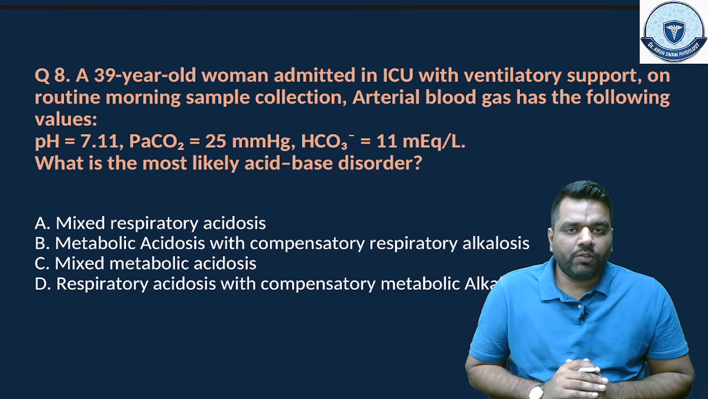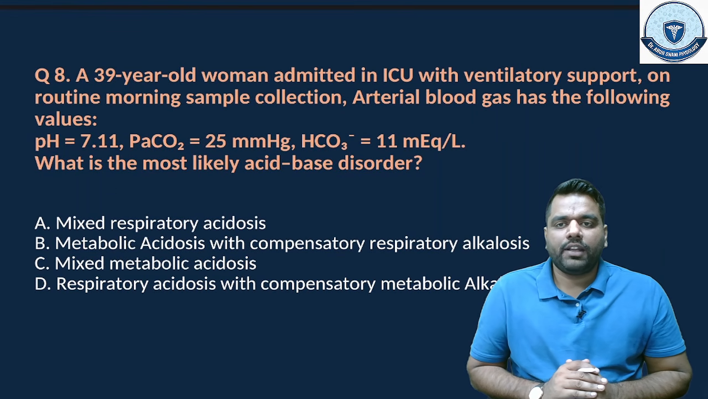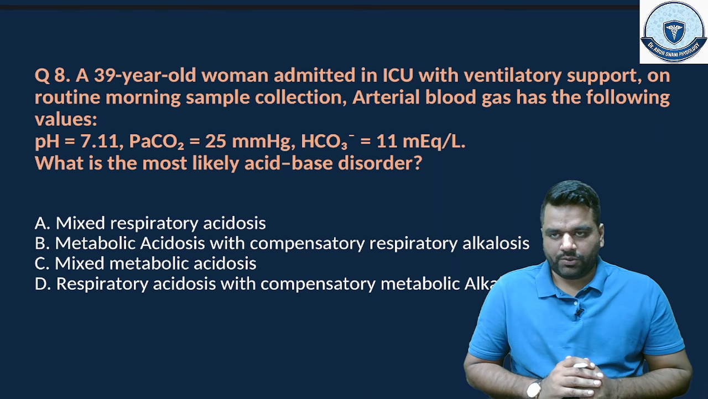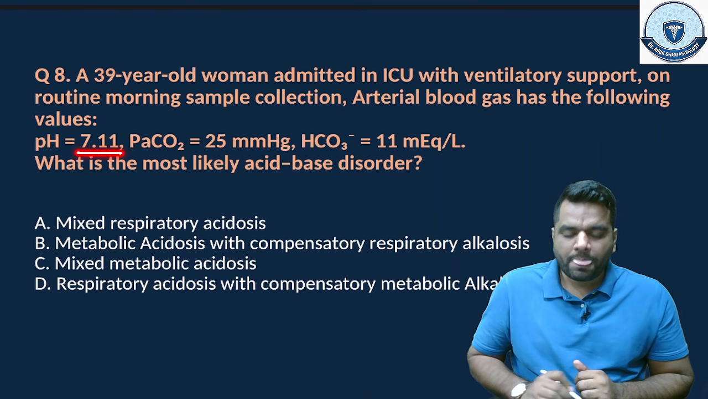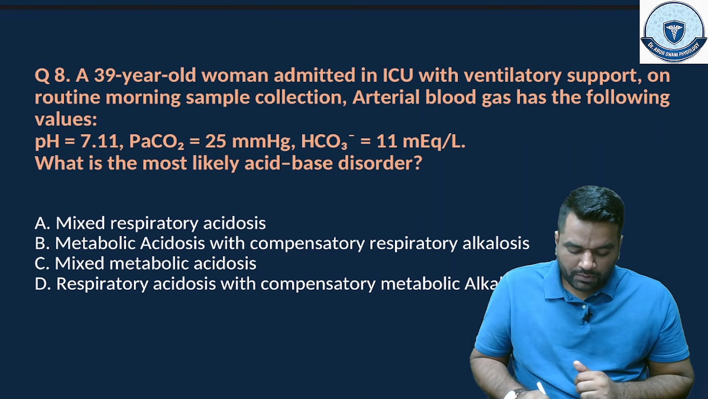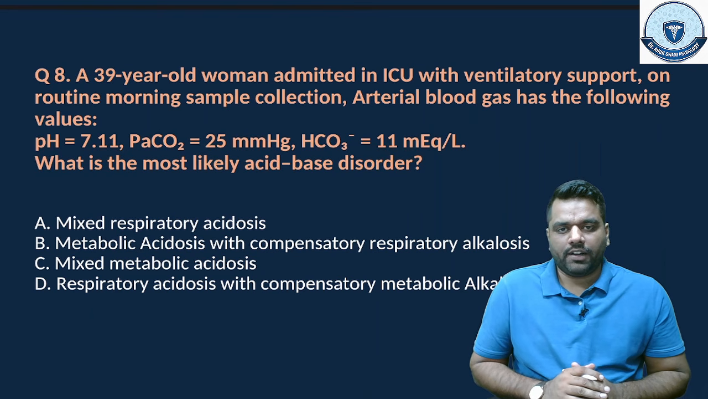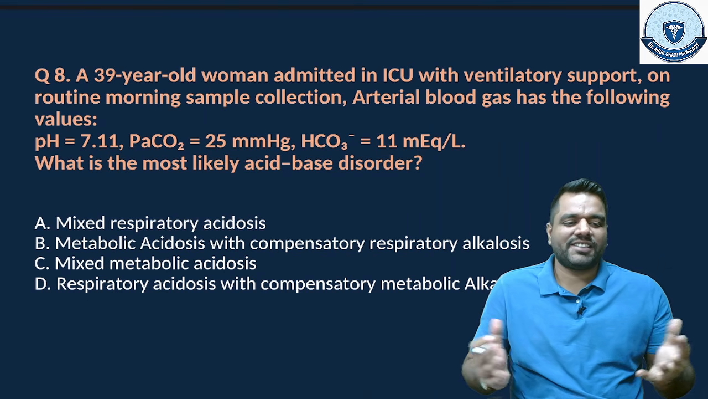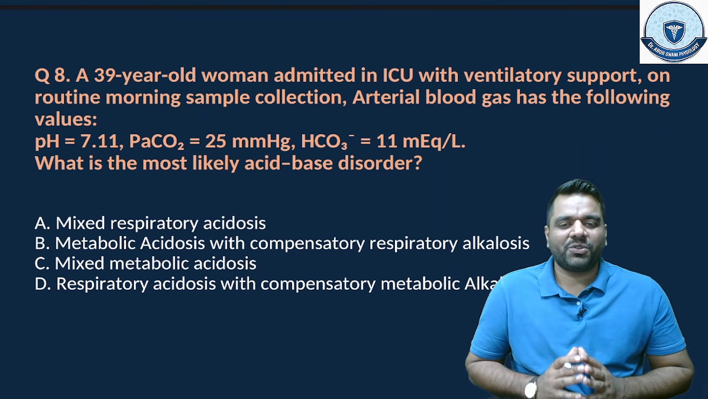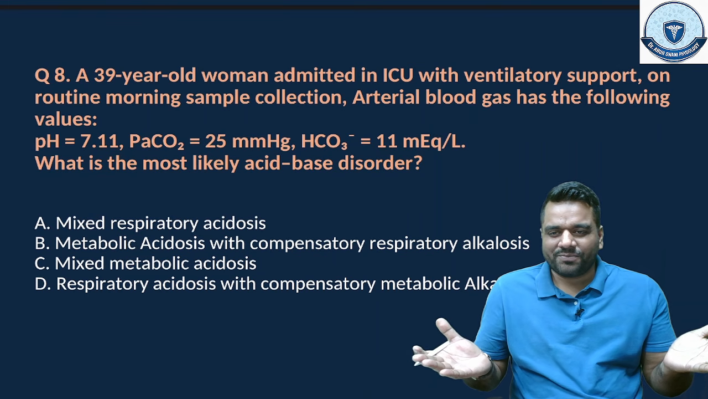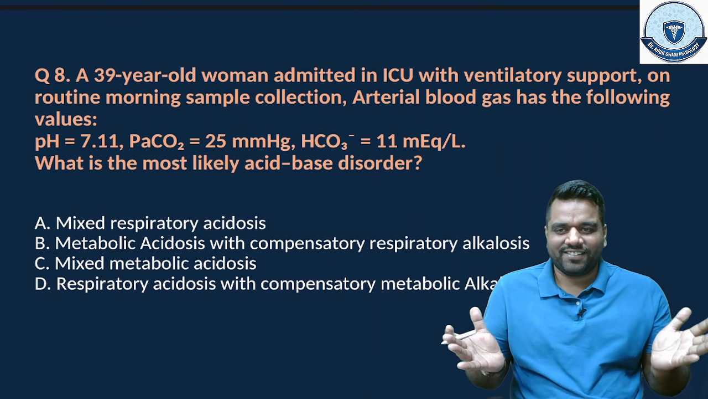Coming to the next, a 39-year-old woman admitted in ICU with ventilatory support has, on routine morning sample collection, the following arterial blood gas values. pH is 7.11, PaCO2 is 25 mmHg, and bicarbonate is 11 milliequivalent per liter. What is the most likely acid-base disorder, right? This is the bread and butter MCQ for all those who studied ABG from me. Guys, what is the right answer for this question? You should be able to answer it, right?